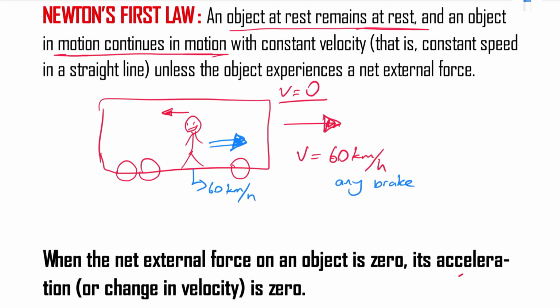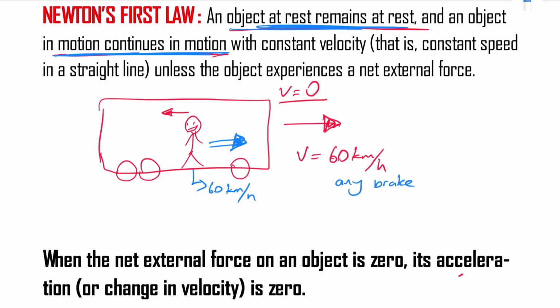So this is called the first law of motion. If an object is at rest, it remains at rest. If an object is moving, it tries to keep its motion. Because of that, inside the car, we use a seat belt.